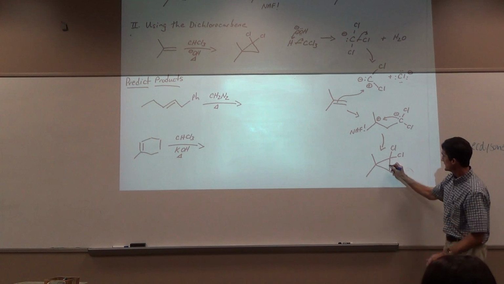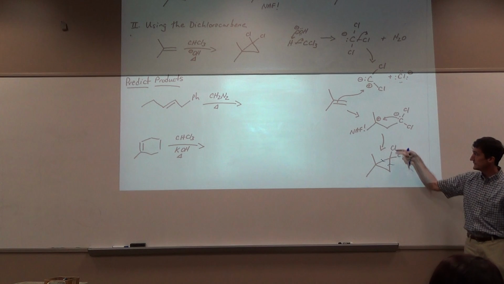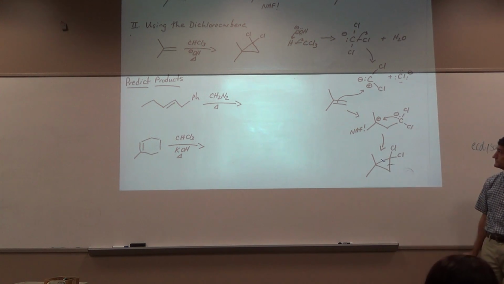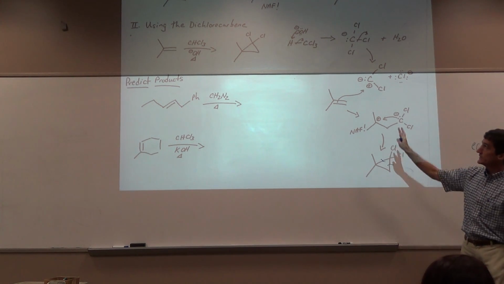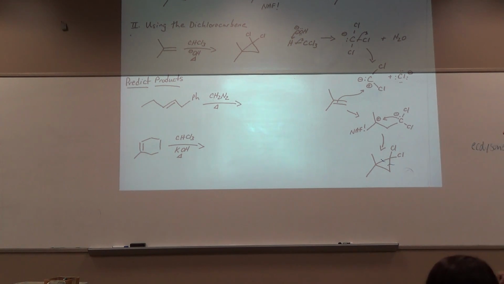And so we get this bond and that bond made at the same time, and lo and behold, it's a cyclopropane, a dichlorocyclopropane. And that's the product you can get by treating an alkene with chloroform and hydroxide. Questions about that mechanism? Carbene mechanism. Make sense? Consistent with the above mechanism, also very consistent with all of our other alkene reactions.